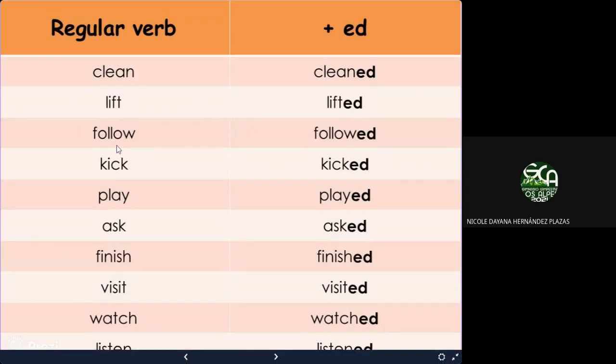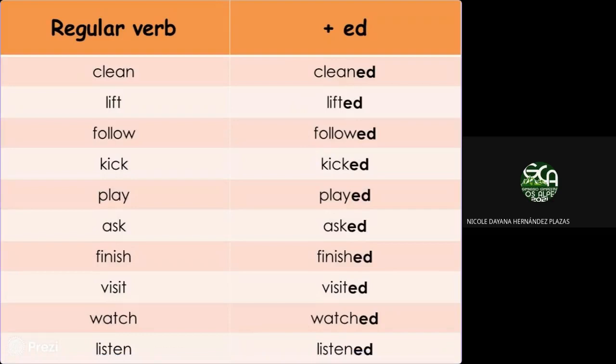What about this one? Follow. What is the meaning of follow? Seguir. So follow it. Seguir. Kick. Patear. What about kick?